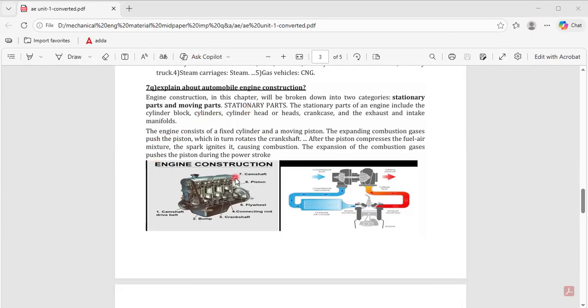So some parts are moving, some are not moving. If you take stationary parts, the engine block is a stationary part. The stationary parts of an engine include the cylinder block, which will not move, the cylinder, and the cylinder head, which will not move. These are the stationary parts. For example, here some moving parts are also there. You can see here, right? This is the system. Here you can see.